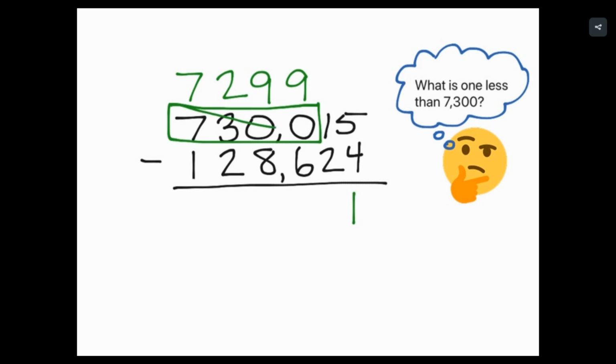Don't forget, now I can give 10 more to this 1 here to make 11. Now, just subtract as you normally would, and you'll get your final difference of 601,391.